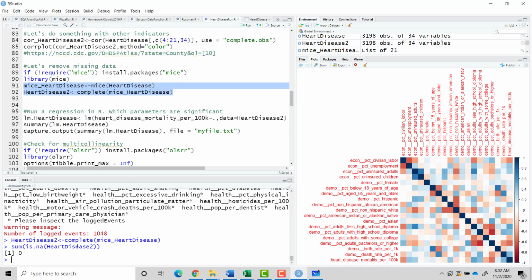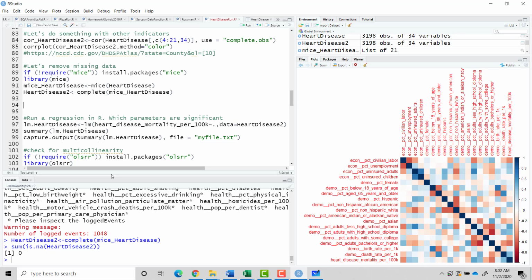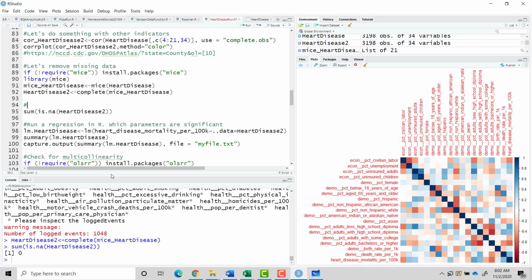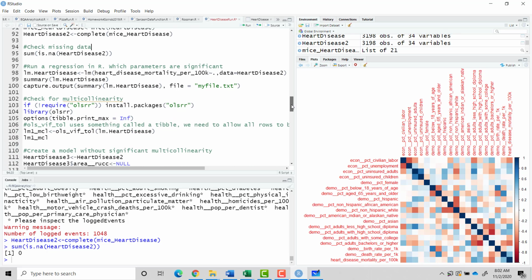Okay, so while it was running, I created some new code just to check the missing data, which I'll put in the notes. I think this is quite useful. And we can see that there's no missing data on this new data set. Okay, so let's do our regression and see which parameters are actually important.